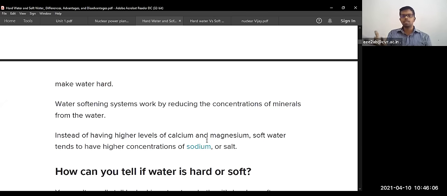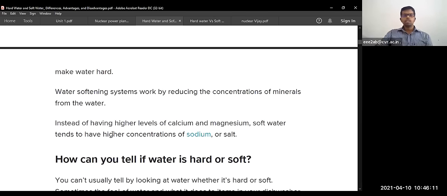That consists of certain minerals, that is magnesium, calcium. Soft water tends to have a higher concentration of sodium or sulfur. Generally, you will find soft water near the sea, where sodium content will be there, or borewell water will have some sodium or salt.